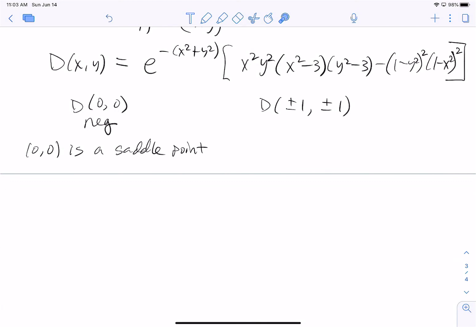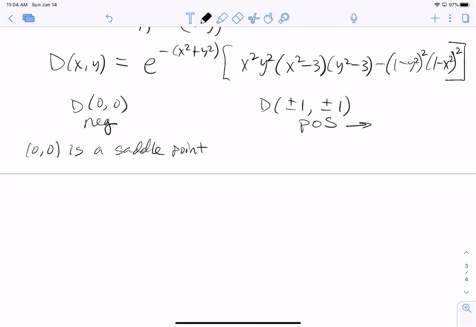D at (plus or minus 1, plus or minus 1) is going to give us e to the negative 2. That's a positive value. And then inside the brackets, we have 1 times 1 minus 3 times 1 minus 3. So that's a positive term, minus 0. And so D of (plus or minus 1, plus or minus 1) is positive.